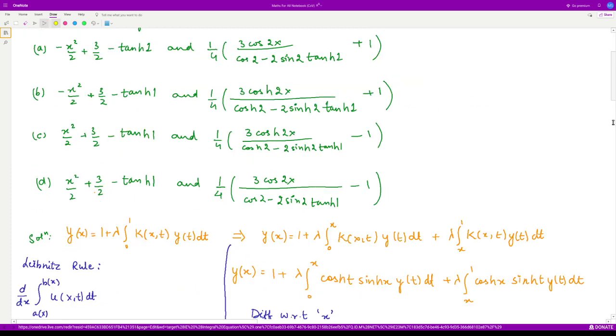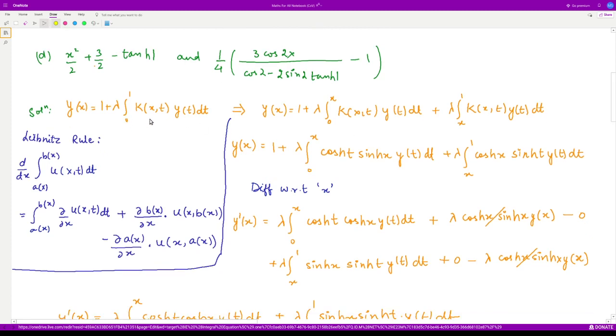The given integral equation could be written as, that is, we can just split up this integral from 0 to 1 into 0 to x and then x to 1, because the kernel is given as such. Here in the first case, the integral is varying from 0 to x. That means t is less than or equal to x, because the variable here is t, right? And here t is greater than or equal to x, right? So we'll take the kernel values for these.